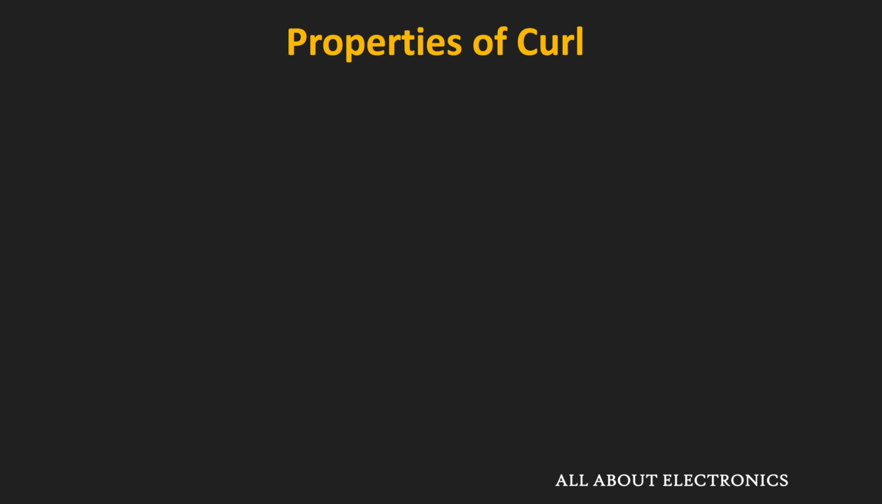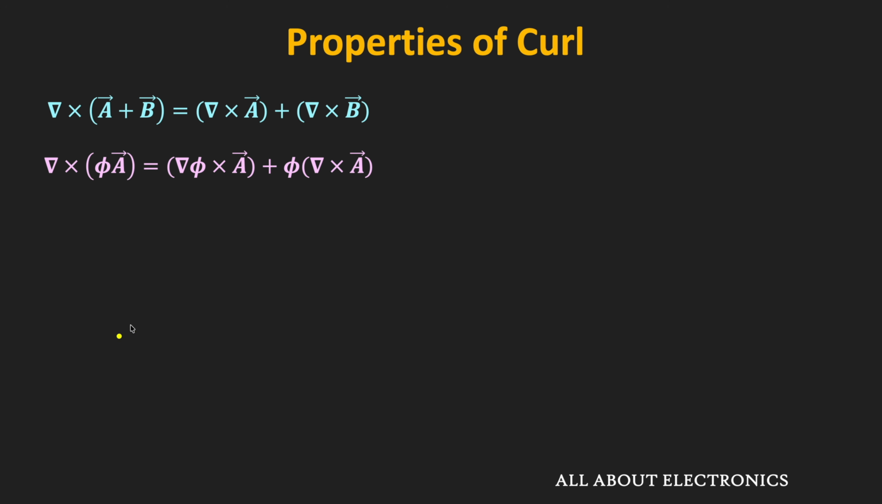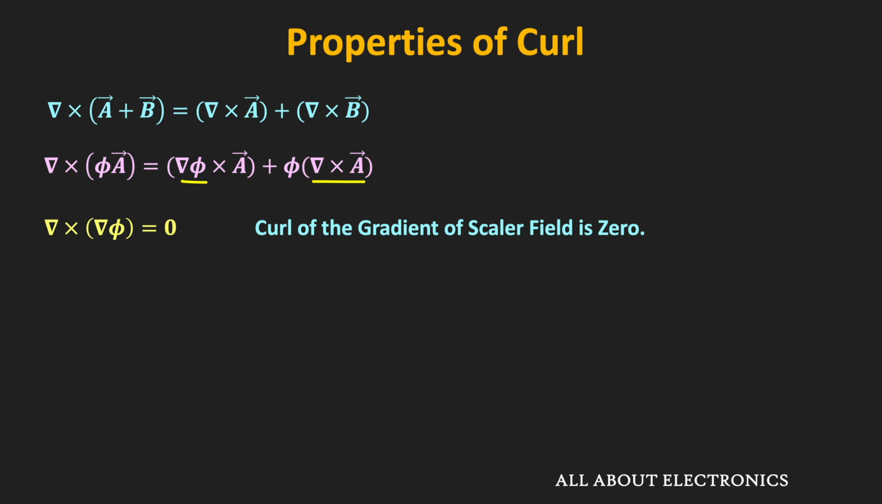This curl follows the linearity property. That means del cross (A plus B) can be given as del cross A plus del cross B. Likewise, when we have the scalar and the vector field together, then the product rule can be applied like this. As you can see, this rule is very similar to the differentiation rule. That means one time this del operator is applied to the scalar field and the second time it is applied to the vector field. Similarly, if we find the curl of the gradient, then that is equal to 0.